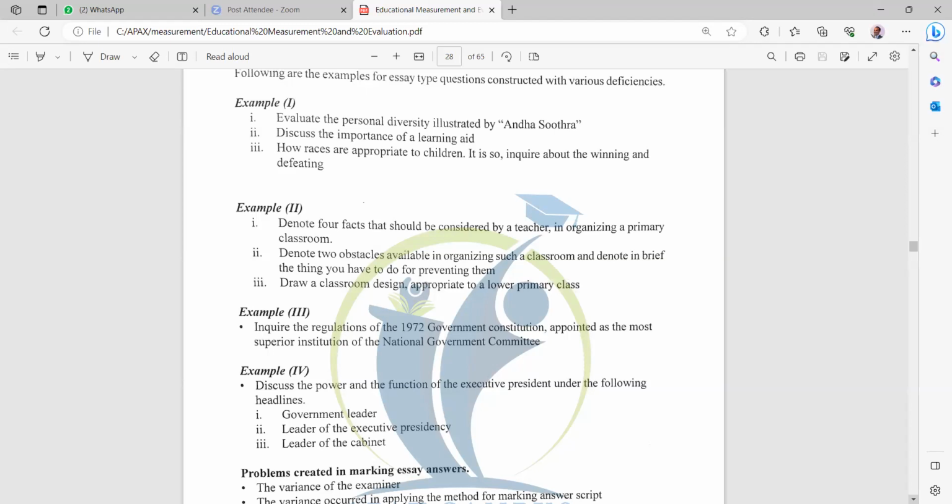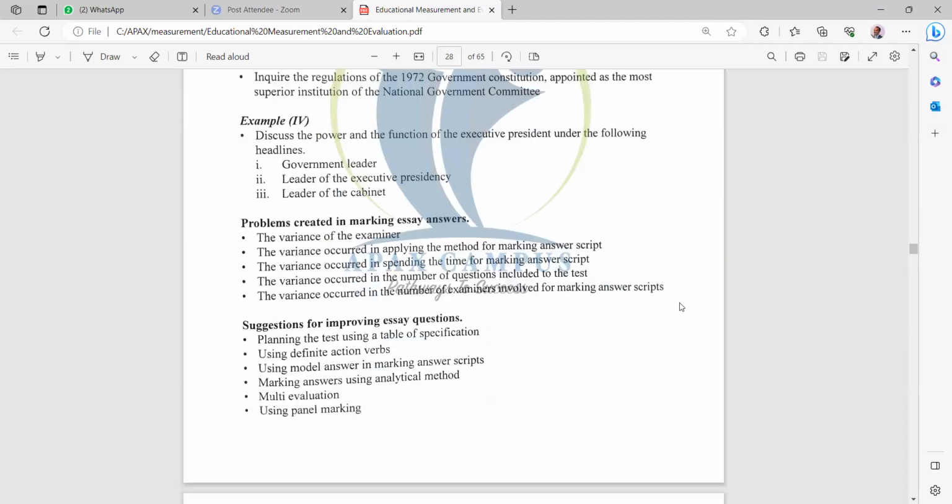Example 4, discuss the power and the function of the executive president under the following headings. Government leader, leader of the executive presidency, leader of the cabinet. So like that, we give different sections. Again, when you say discuss, it's not clear whether we are supposed to write answers or just orally present them, right? Whether in what form is the presentation expected. There can be so many issues arising from it.